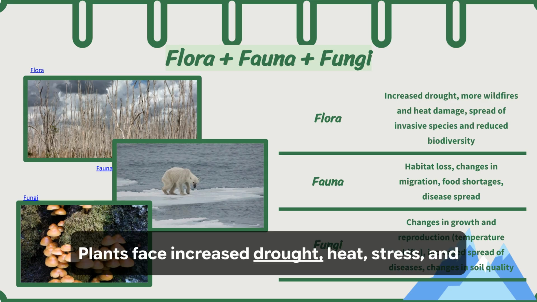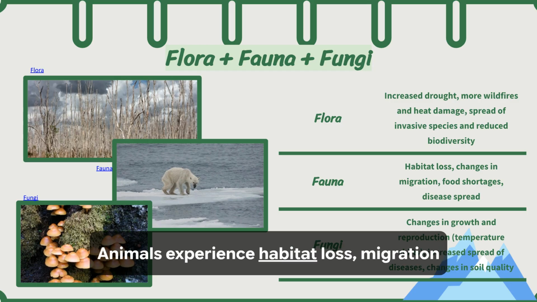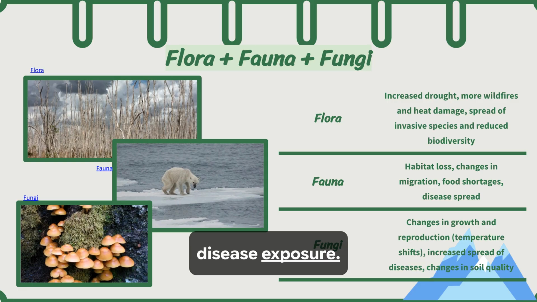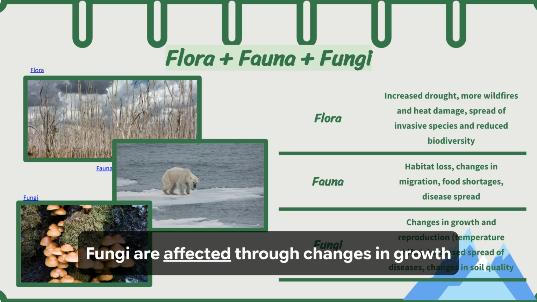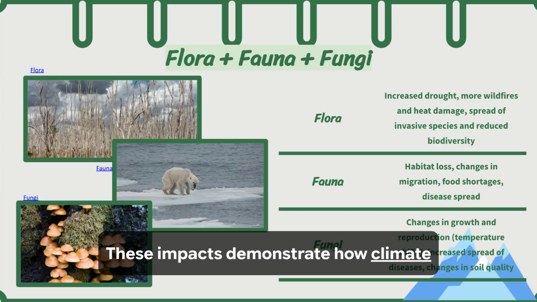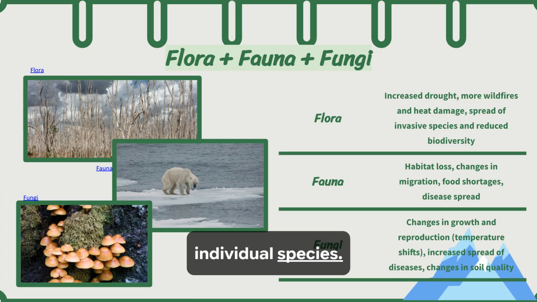Plants face increased drought, heat stress, and invasive species and wildfire risks. Animals experience habitat loss, migration changes, food shortages, and increased disease exposure. Fungi are affected through changes in growth patterns, reproduction, and soil conditions. These impacts demonstrate how climate change affects entire ecosystems, not just individual species.